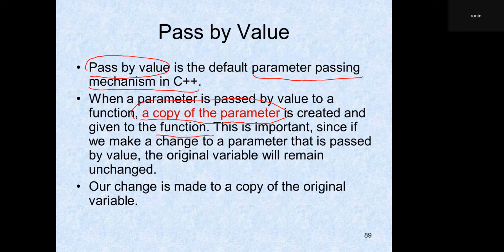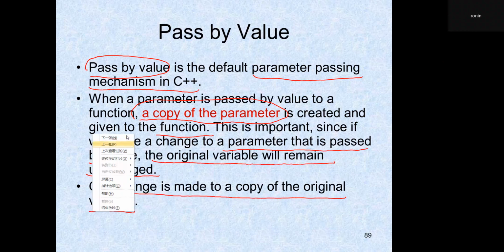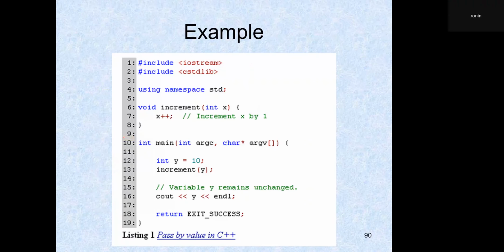Is passed a copy of the original value to the function. That's important, since if we make a change to a parameter that is passed by value, the original variable will remain unchanged. Our change is made to a copy of the original variable. Look at this example. This is a function that only has one parameter, int x. And in this function, x++.